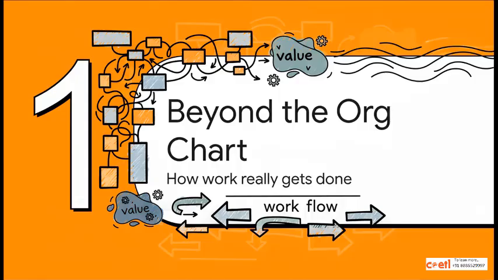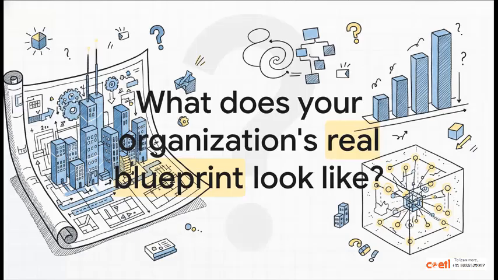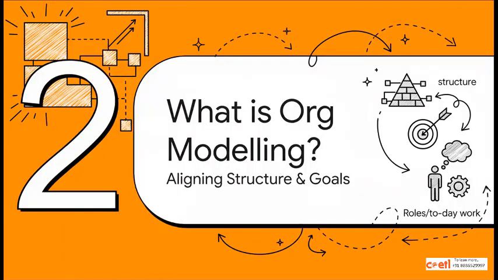Look, it's great for knowing who your boss is, sure, but it tells you next to nothing about what really matters, how work actually flows, and how your company creates value for its customers. And this really gets us to the core question, doesn't it? If that chart is just a basic map, then what does the detailed, three-dimensional blueprint look like? How do you actually capture the real mechanics of the business? Well, that, my friends, is where organizational modeling comes in.